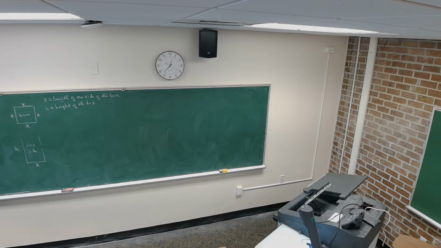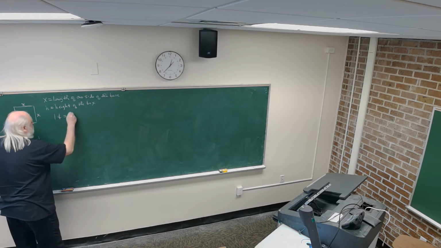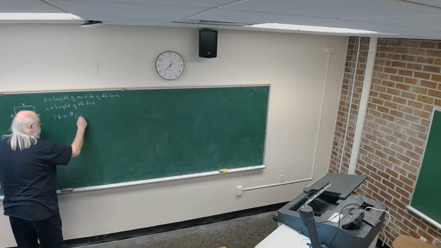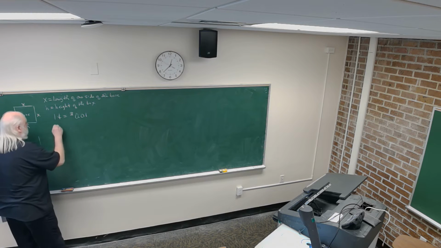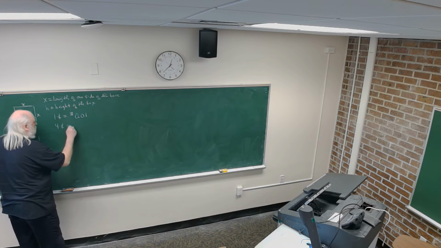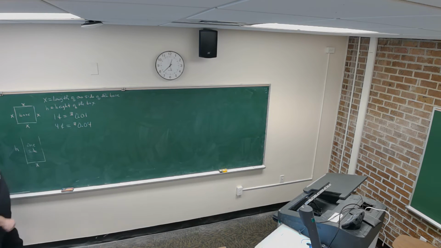Now, the cardboard that's used to make the sides of the box costs 1 cent per square meter. So 1 cent in dollars is 1/100th of a dollar. And the cost of the cardboard for the base of the box costs 4 cents per square meter, which is 4/100ths of a dollar.